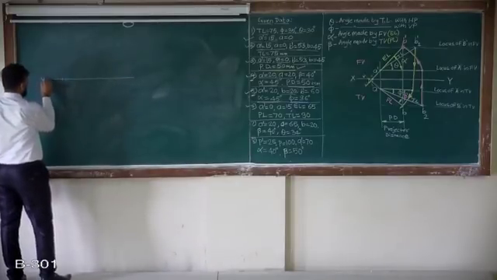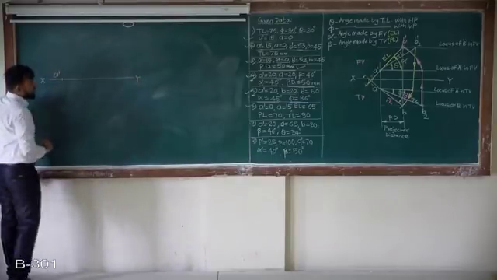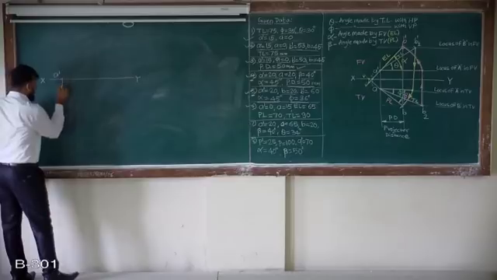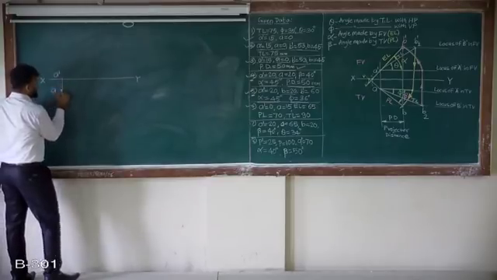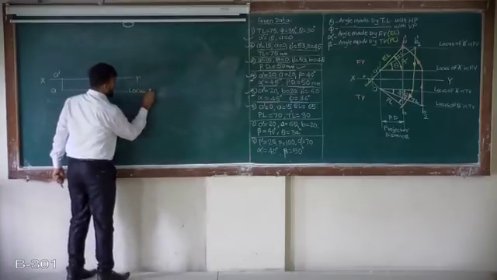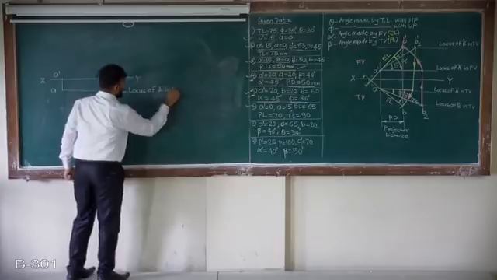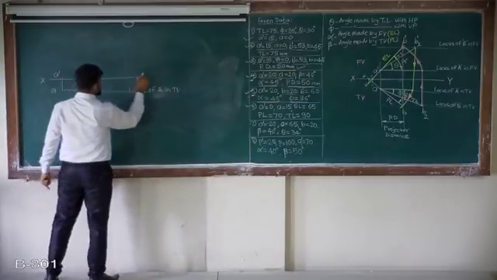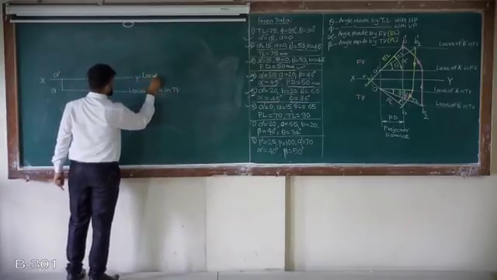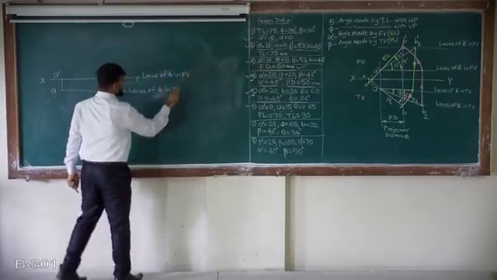So point A dash is on XY. Point A is 15 mm from VP, so mark it 15 mm below XY. This is the locus of point A in top view, and this XY is the locus of point A in front view.